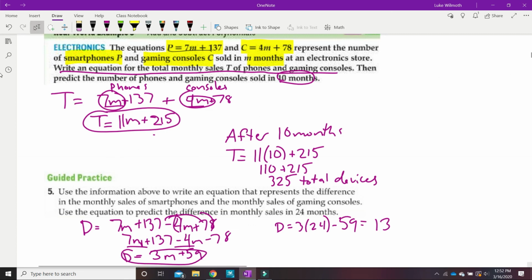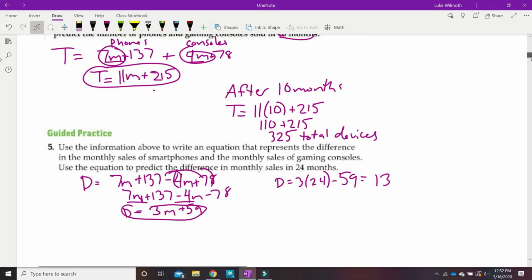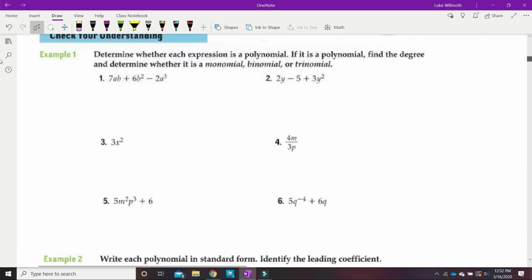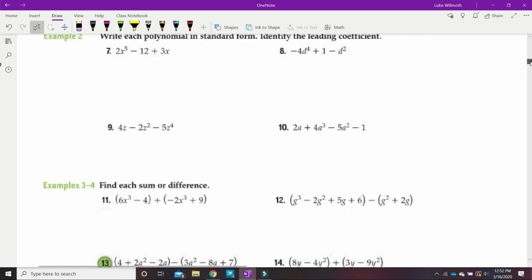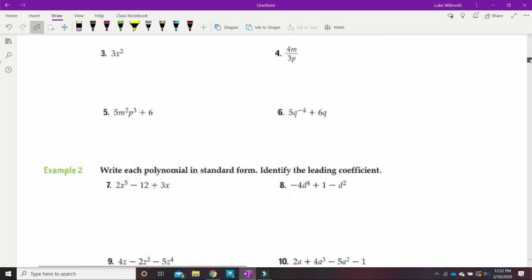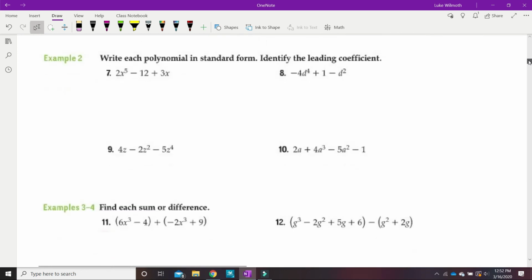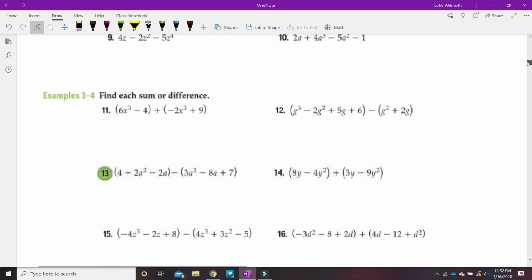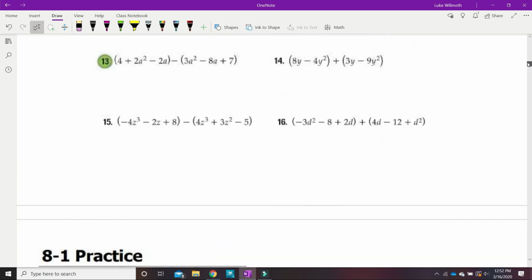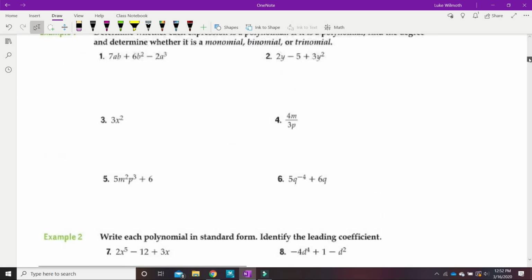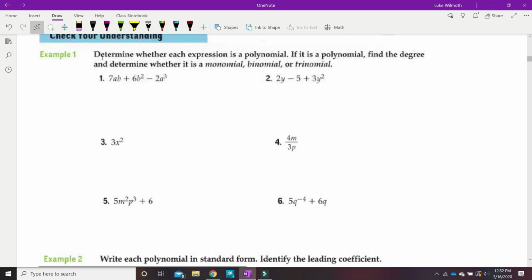So at this point, you should try to do the check your understanding problems right here. And you can see here it says this problem corresponds with example 1, this corresponds with example 2, and these correspond with example 3 and 4. Okay, pause the video now and try and do those.